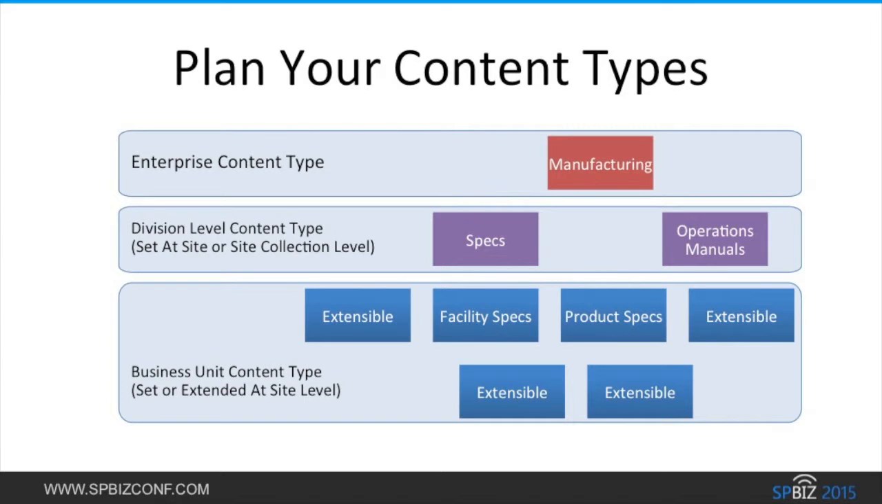Some of the organizations that I've worked with have found it useful to look at the content type deployment in terms of their organizational hierarchy. Manufacturing is an enterprise-wide content type. Specs and operations manuals could be considered divisional level content types, and the rest would be considered business unit content types if it's helpful to visualize in that manner.